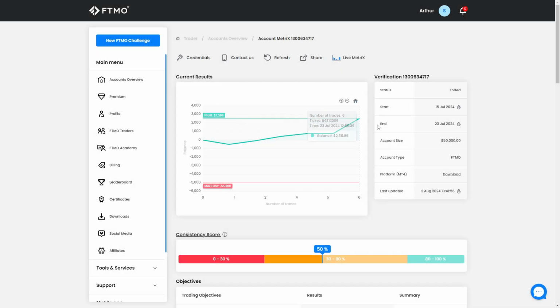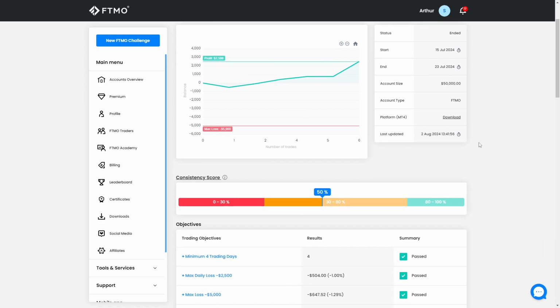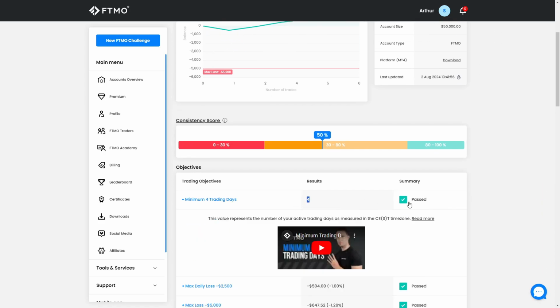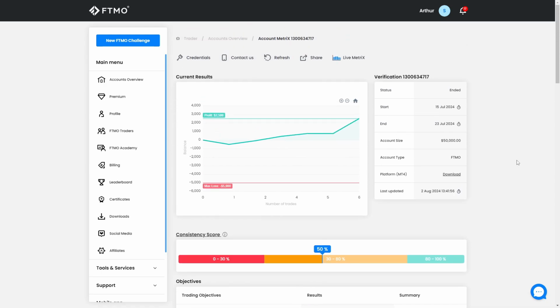As you can see here, I started this phase 2 on July 15th and I finished it on July 23rd. So it just took me like 8 days to pass, with just 4 trading days, as you can see here. We can see here a pretty clean equity curve, just went like 1% in drawdown and then went all the way up to the profit target.